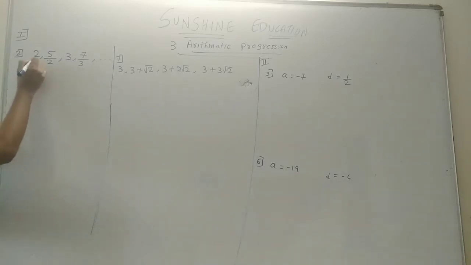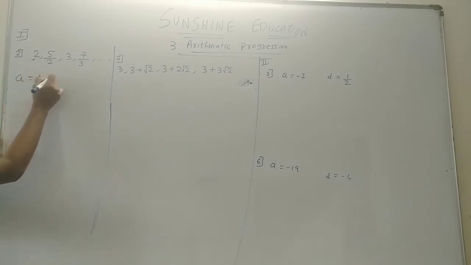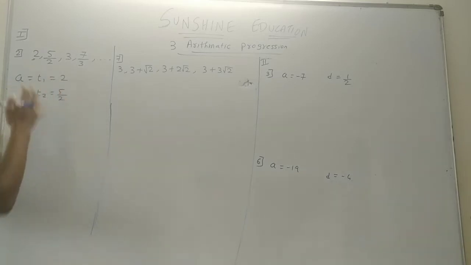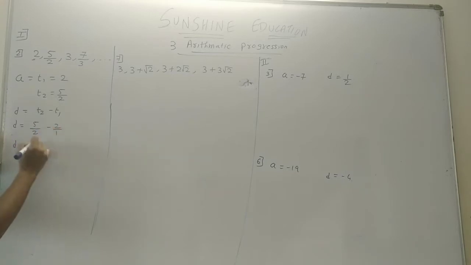So first of all, see, this is called the first term, that is T1. T1 is also called A. Okay, so I will write first term, that is A, that is T1 is 2. T2 is 5 upon 2. Okay, let's find out the difference. The difference is T2 minus T1, second term minus first term. Always T2 is 5 upon 2, T1 is 2, D is 5 1s are 5, 2 2s are 4 upon 2, D is 1 upon 2.